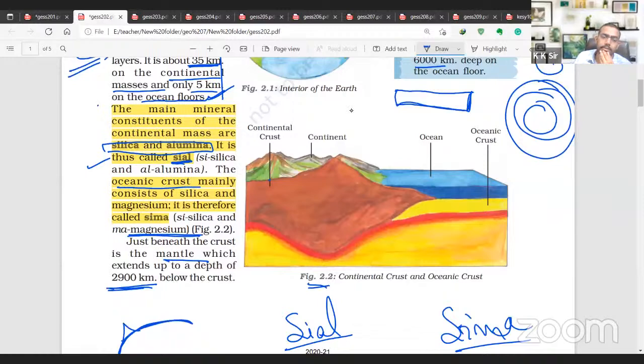The ocean crust is made up of silica and magnesium, and that's why it is called Sima. The ocean crust here is Sima. ठीक है? Sial and Sima.